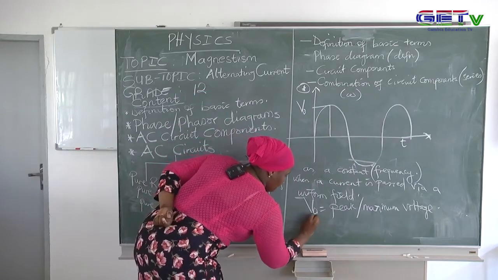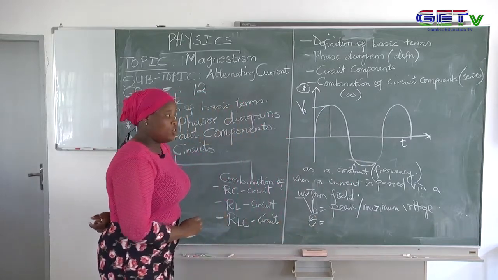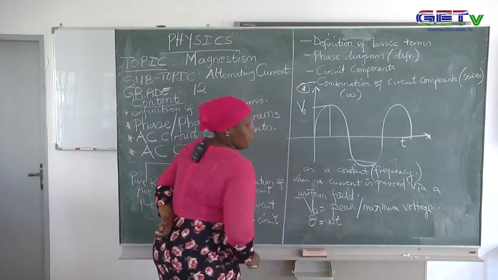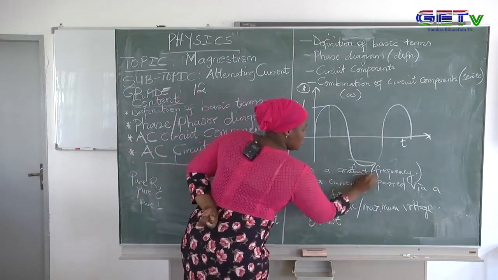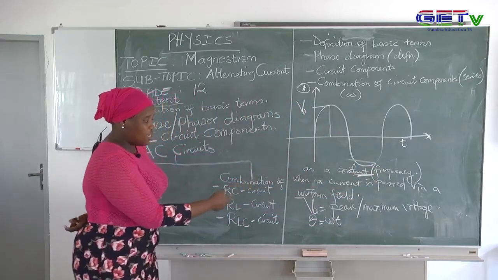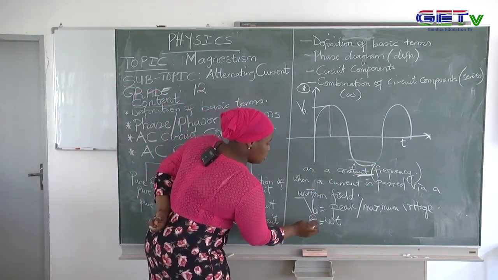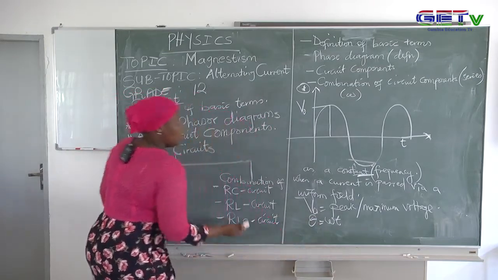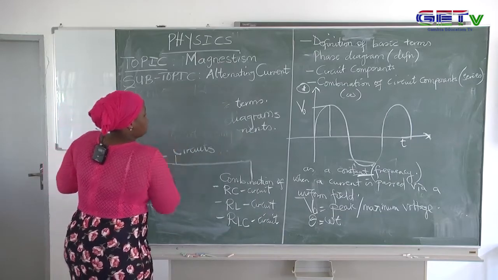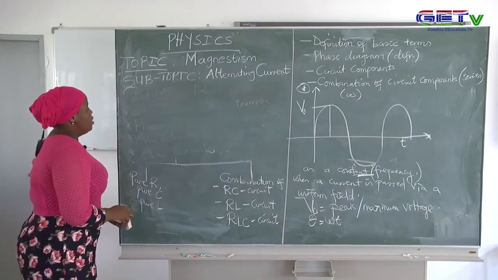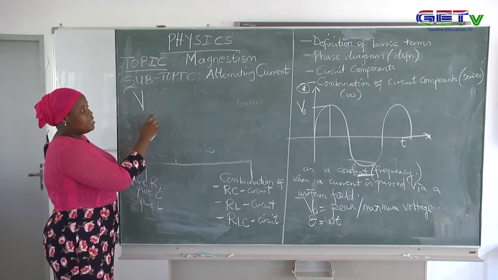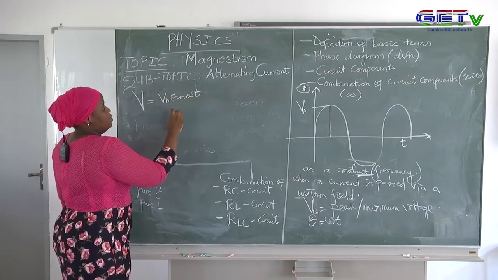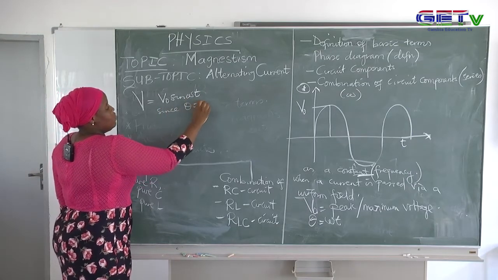And theta, from our study of uniform circular motion or simple harmonic motion, was defined as omega times t, where omega is just the constant frequency that we are mentioning here. So if we insert this into the general equation that guides all periodic motion, the voltage at any time t will be V naught sine omega t, since theta is given as omega t.